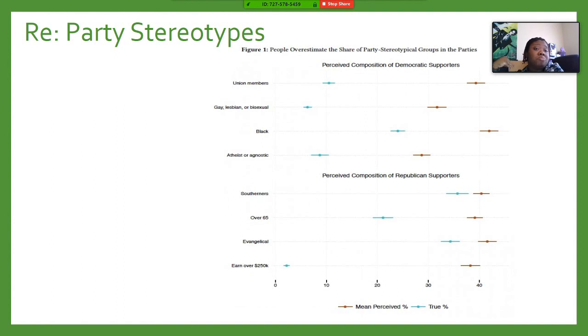So, contrary to what people think, no, the Democratic Party is not all rainbows and people of color. Minorities make up a really small part of the population within the Democratic Party. Just like in the Republican Party, everybody's not old, rich, and white. That's also a small part of the party.